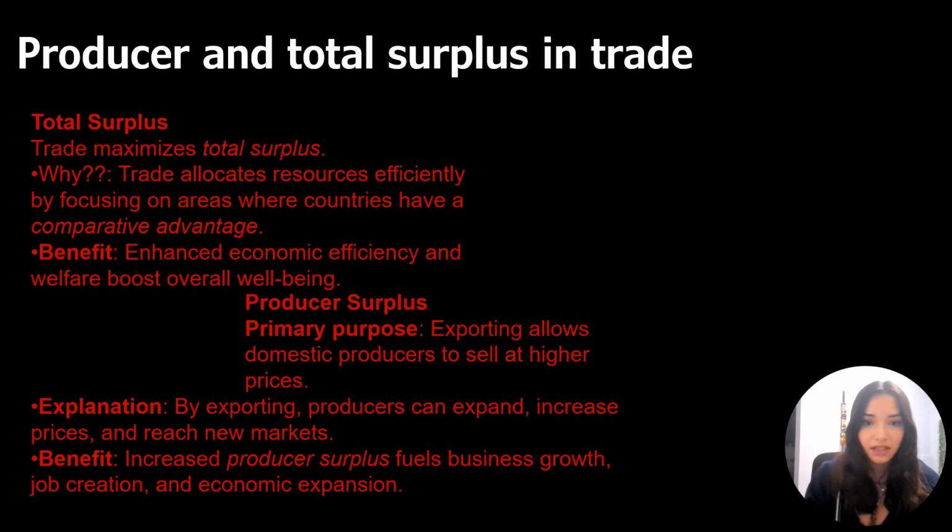So total surplus is maximized by trade, because trade allocates resources efficiently and focuses on areas where countries have a comparative advantage, and the benefit to this is enhanced economic efficiency and welfare, boosting overall well-being. And then producer surplus: exporting allows domestic producers to sell at higher prices, and the explanation is producers can expand, increase prices, and reach new markets, and increased producer surplus fuels business growth, job creation, and economic expansion.